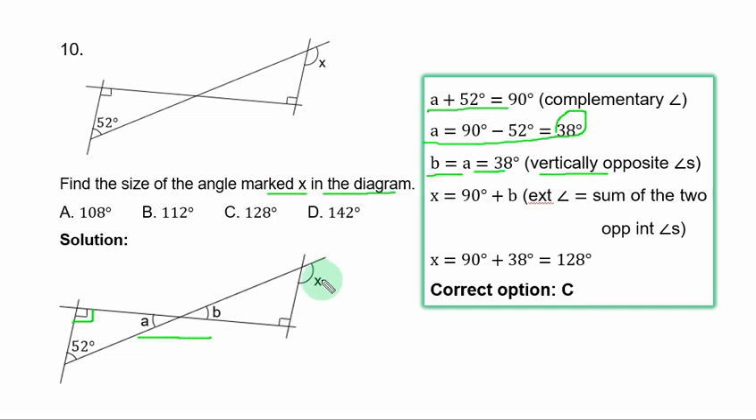Now, this angle is exterior, this is interior, this is interior, and they are opposite to the exterior angle, so their sum is equal to S. So S becomes 90 degrees plus B, that is 38 degrees, and you have 128 degrees. C is the correct option.